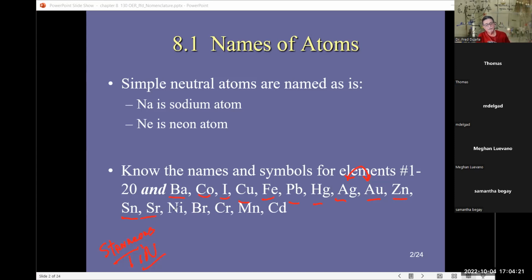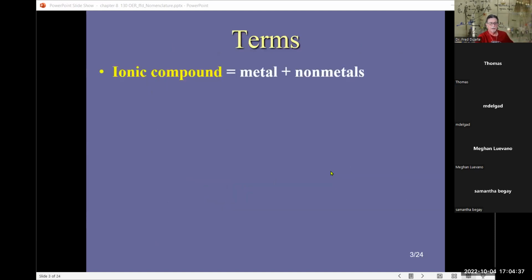Then strontium, nickel, bromide, chrome, manganese, and cadmium. There's some other ones there, okay? We'll be adding more as we progress. We're not going to add all 118, but we're going to have quite a bit, okay?